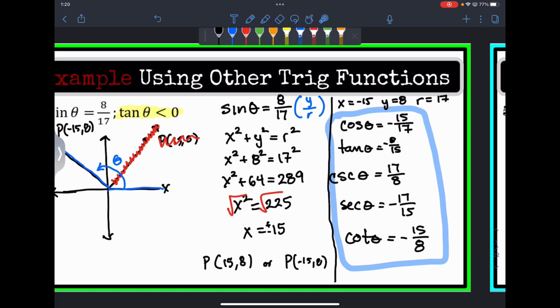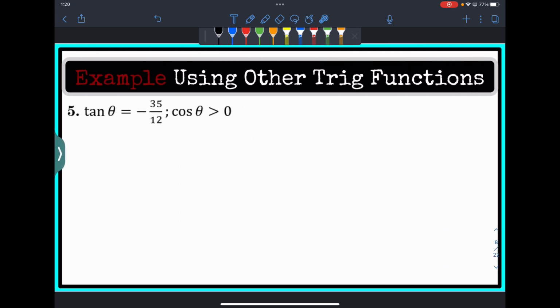Let's do another example. So for this example right here, we're given that the tangent of theta is negative 35 over 12. So there's two possibilities here. Remember that tangent is the y value. Sorry, I'm not using a right triangle. We're using any angle, so not right triangles here. It's the y coordinate over the x coordinate. So here, there's two possible places that we can get a negative 35 over 12.